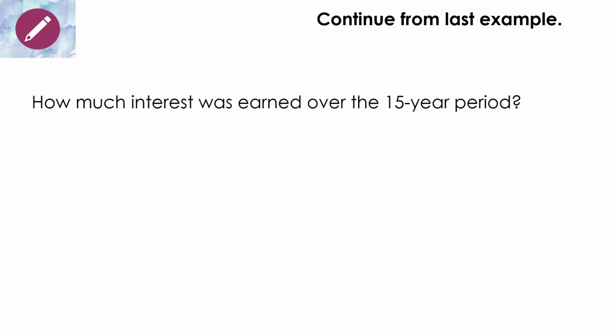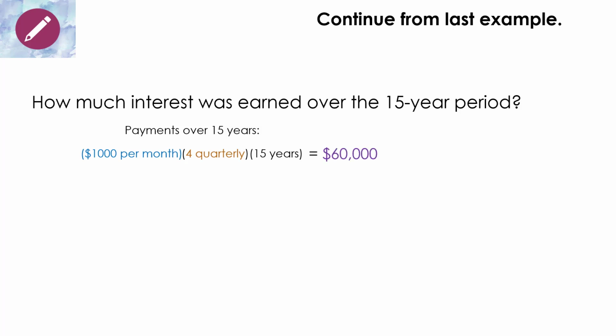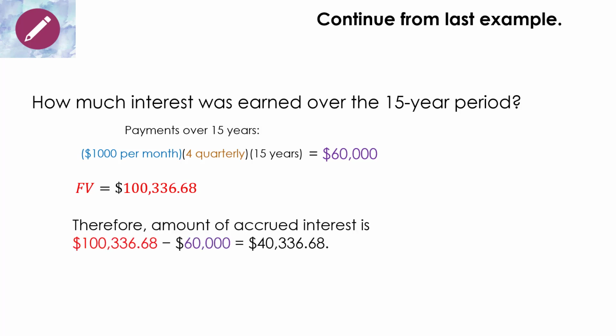Let's continue from the last example. How much interest was earned over the 15-year period? Payments over 15 years. We're going to take the 1,000 per month times 4, because we're doing it 4 times a year, times 15, because we have 15 years. So the amount that we invested is $60,000. Our future value is $100,336.68.